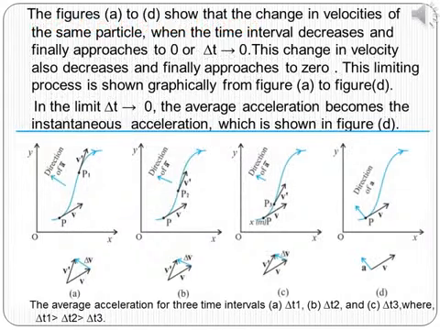The figures A to D show the change in velocity of the same particle when the time interval decreases and finally approaches 0, that is delta t tends to 0. This change in velocity also decreases and finally approaches 0. This limiting process is shown graphically from figure A to figure D. In the limit delta t tends to 0, the average acceleration becomes the instantaneous acceleration, which is shown in figure D. This slide also shows the average acceleration for 3 time intervals delta t1, delta t2 and delta t3, where delta t1 is greater than delta t2, which is greater than delta t3.